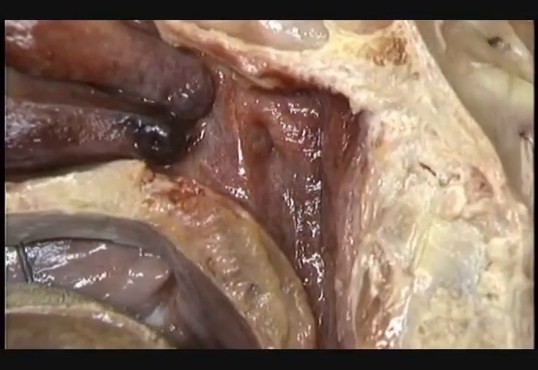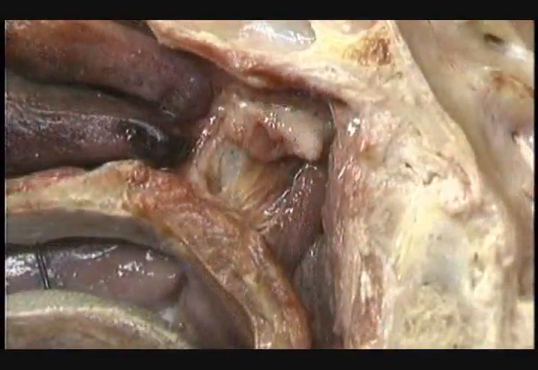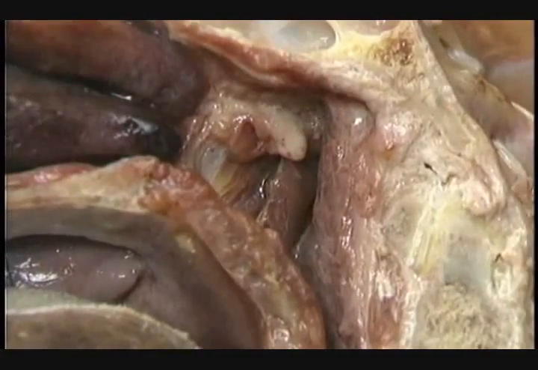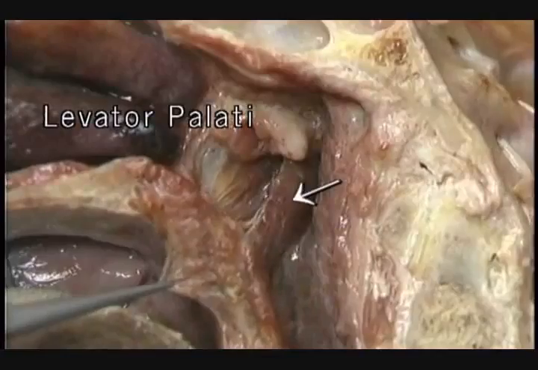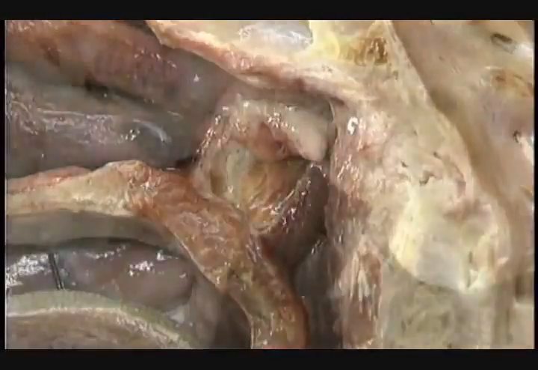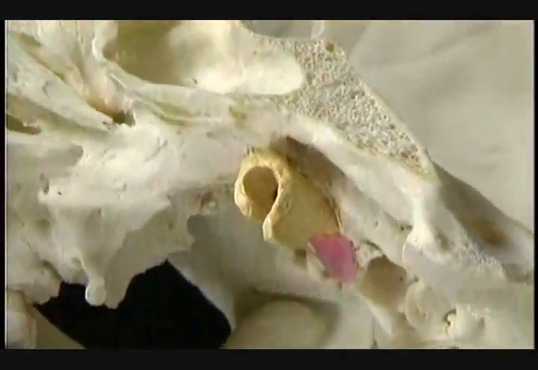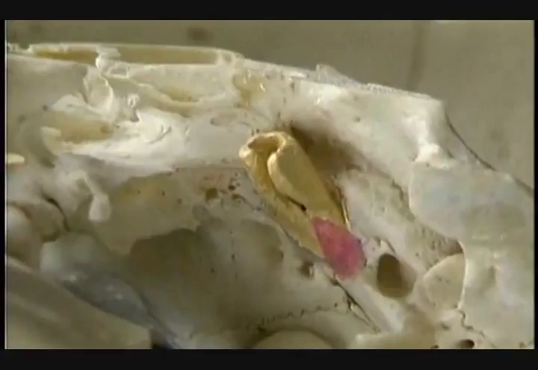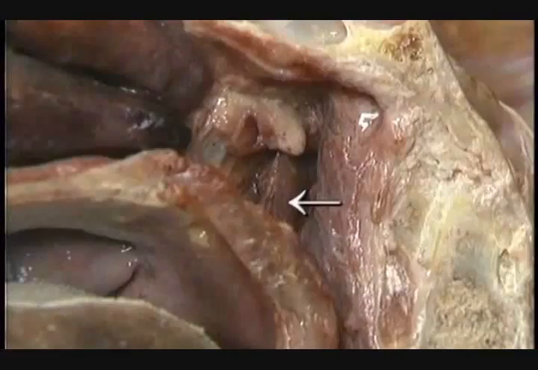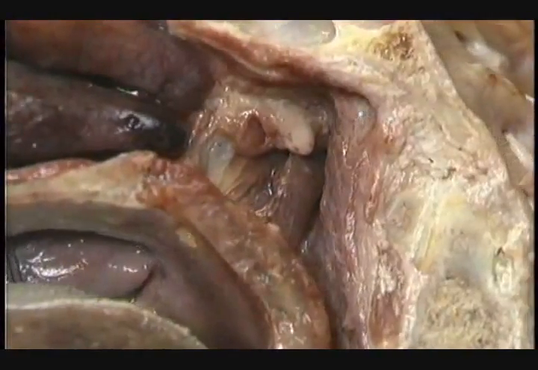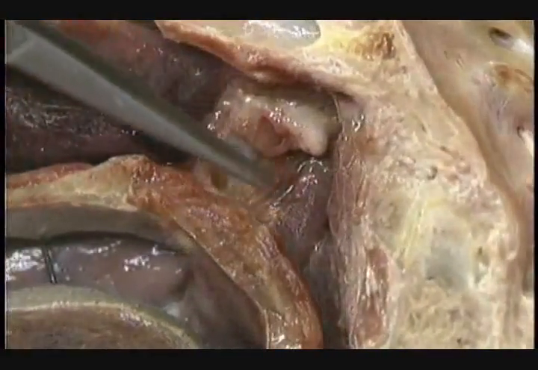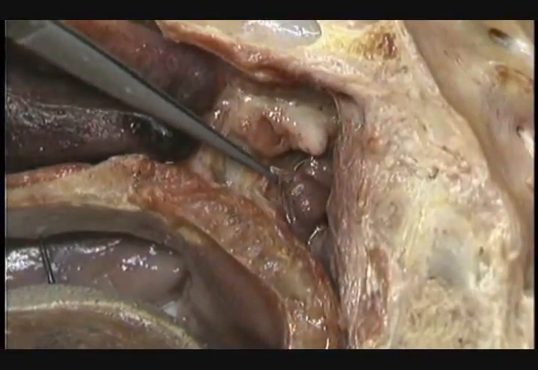To see these muscles, we'll remove the mucosa of the nasopharynx. Here's the end of the cartilage of the auditory tube. Here below it is the levator palati muscle. Its full name is the levator veli palatini. Levator palati arises here on the petrous temporal bone. It passes along the underside of the auditory tube, runs downward and medially, and joins in the midline with its fellow from the other side, forming a sling. Levator palati moves the soft palate upwards and backwards.